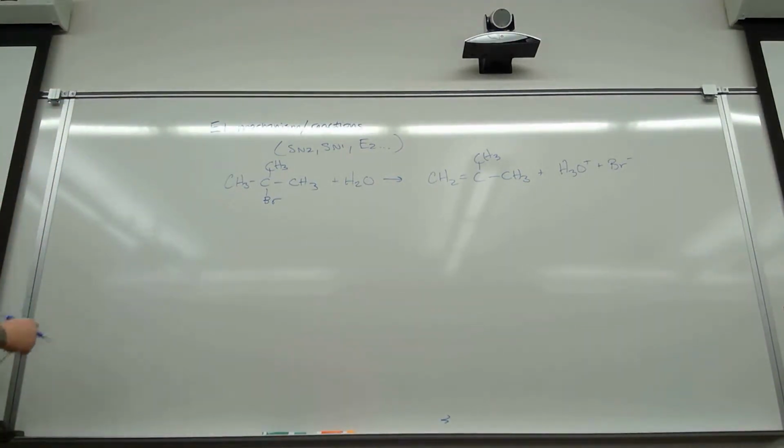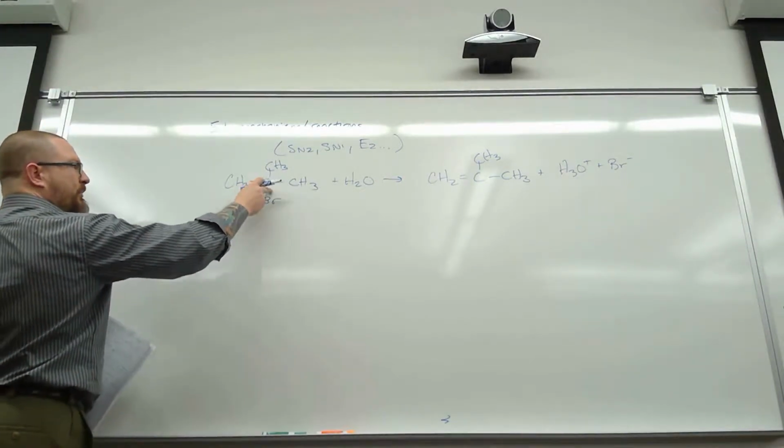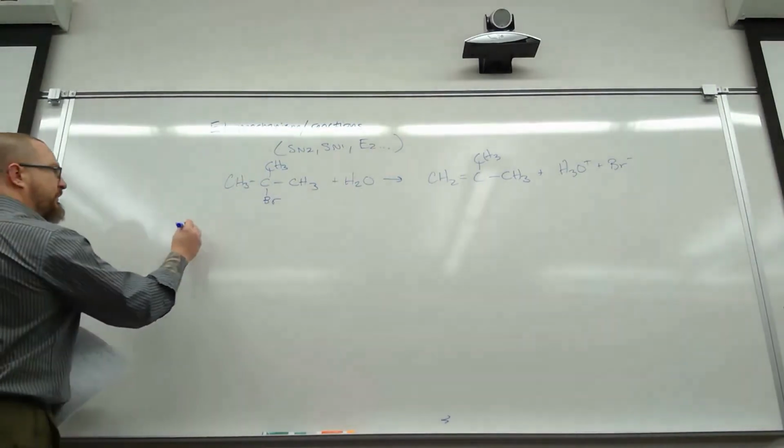Now mechanistically, this is similar to the SN1, where for this to happen, you have to have a slow step where you spontaneously lose the halogen, forming a carbocation. So a lot of the same constraints that were placed on the SN1 reaction are going to be placed on the E1 reaction.